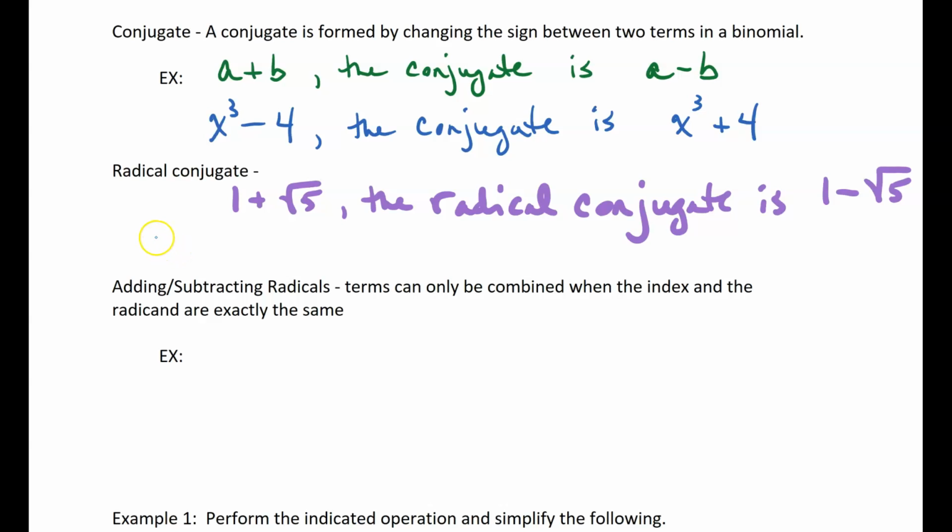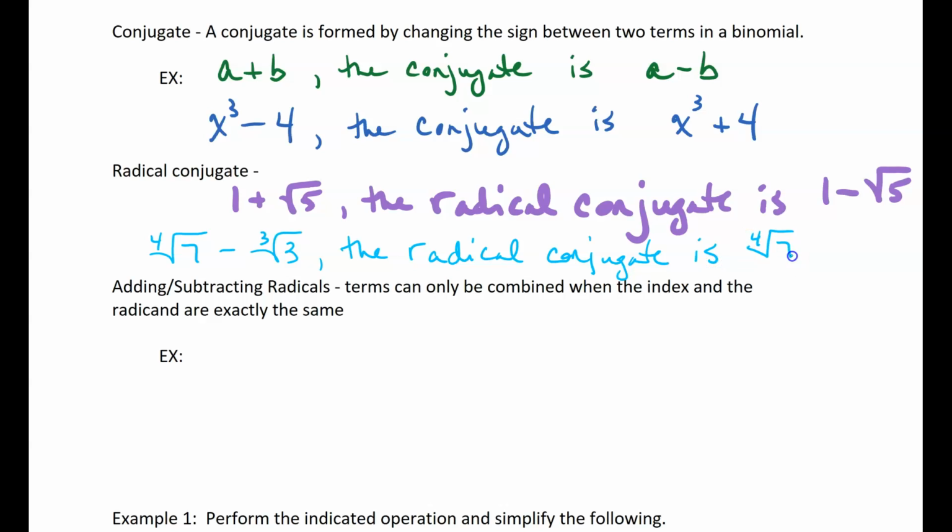Or what if I had the fourth root of 7 minus the third root of 3? Fourth root of 7 plus the radical conjugate. Exactly. The radical conjugate. And this is only the radical. Fourth root of 7 plus the cube root of 3. Okay. So that's what a conjugate is.